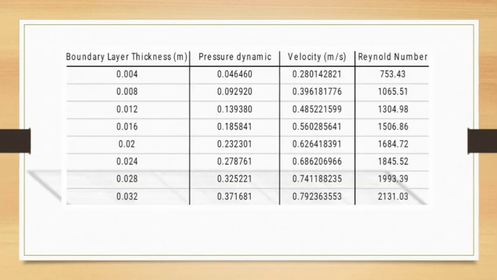This is the data that I get from the calculation that I made. For boundary layer thickness, I get it from the data that was provided by the lecturer. But for the dynamic pressure, velocity and Reynolds number, I calculate them by these formulas.